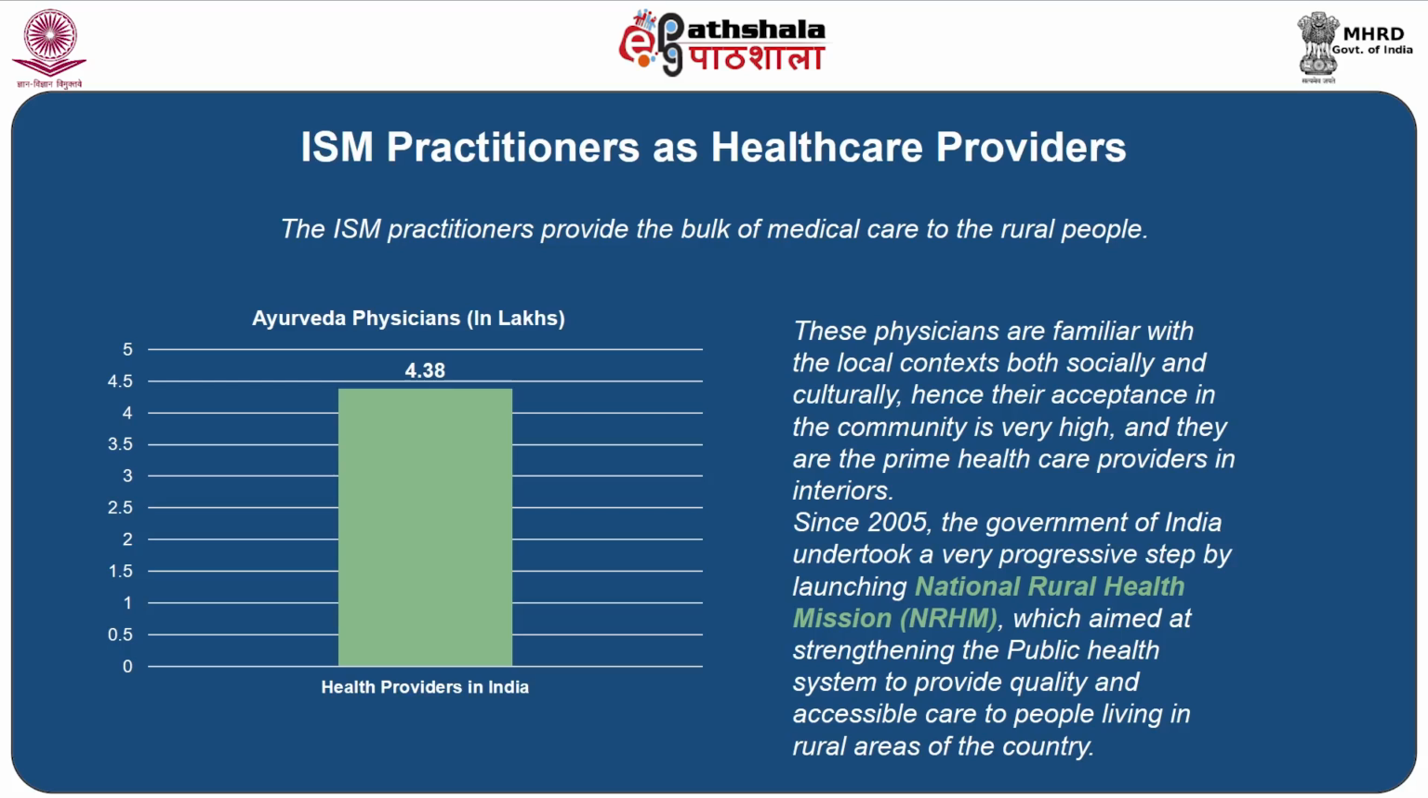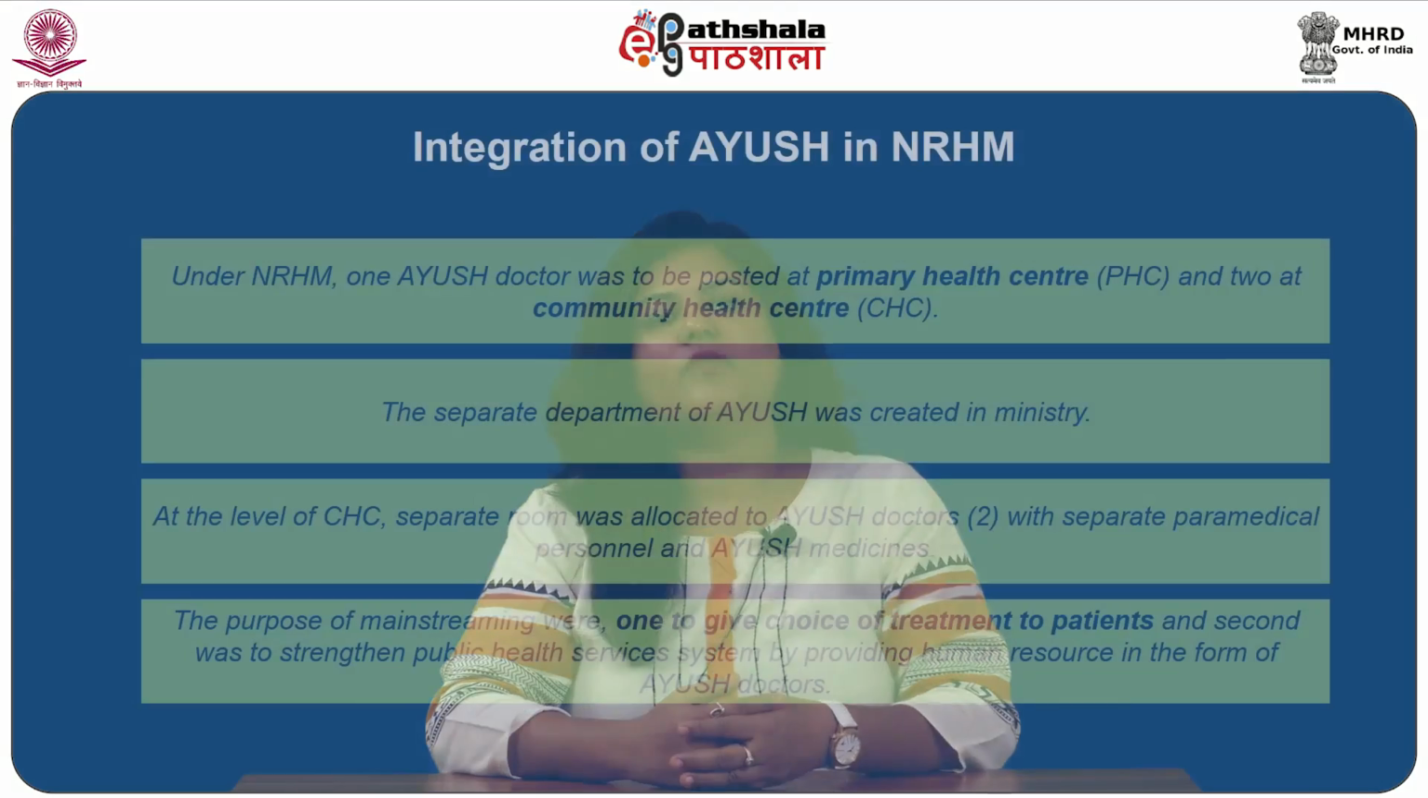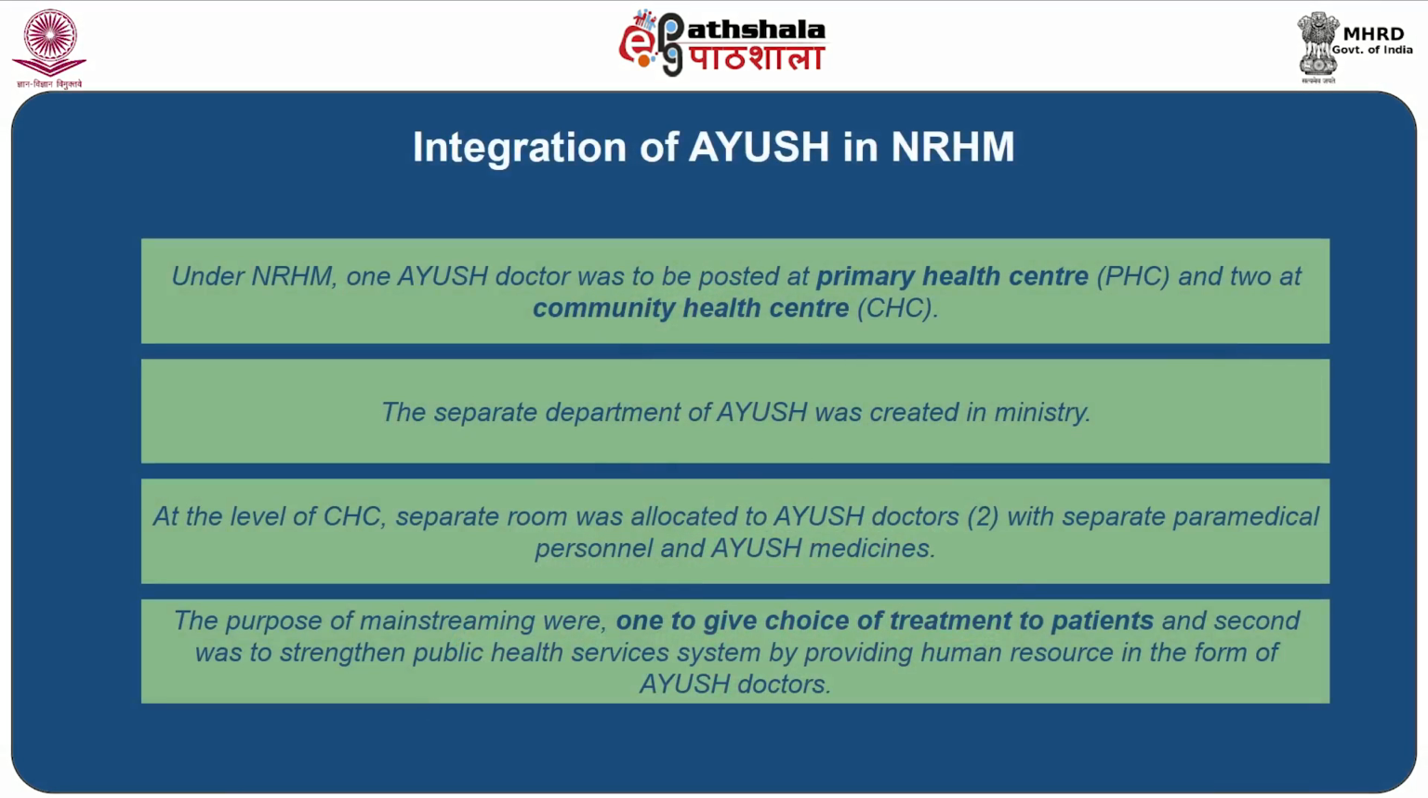Since 2005, the Government of India undertook a very progressive step by launching the National Rural Health Mission, which aimed at strengthening the public health system to provide quality and accessible care to people living in rural areas of the country. Under NRHM, one Ayush doctor was to be posted at the primary health center and 2 at the community health center. This was a step towards integrating Ayush in NRHM.